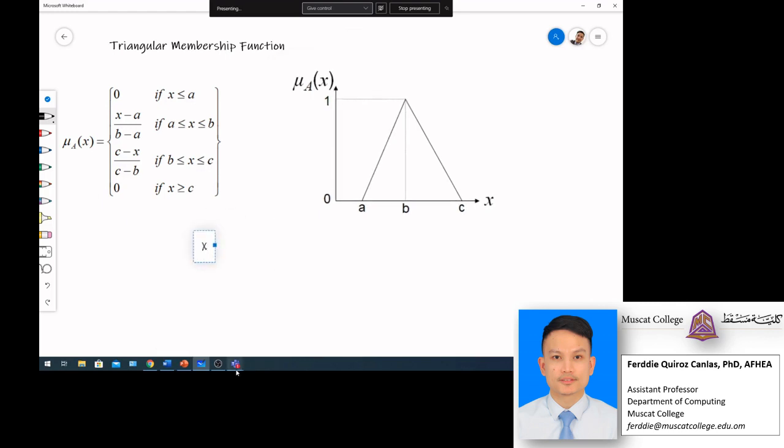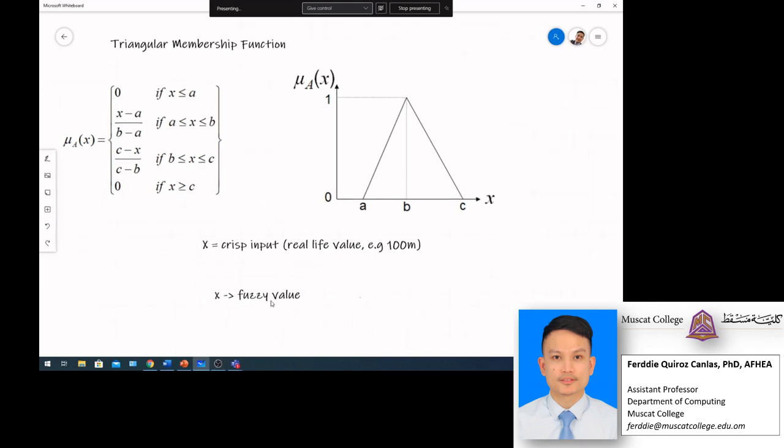So x here is our crisp input. When we say crisp input, this is a real life value. An example of this, let's say for example, 100 meters, a distance. So we want to convert x into a fuzzy value.